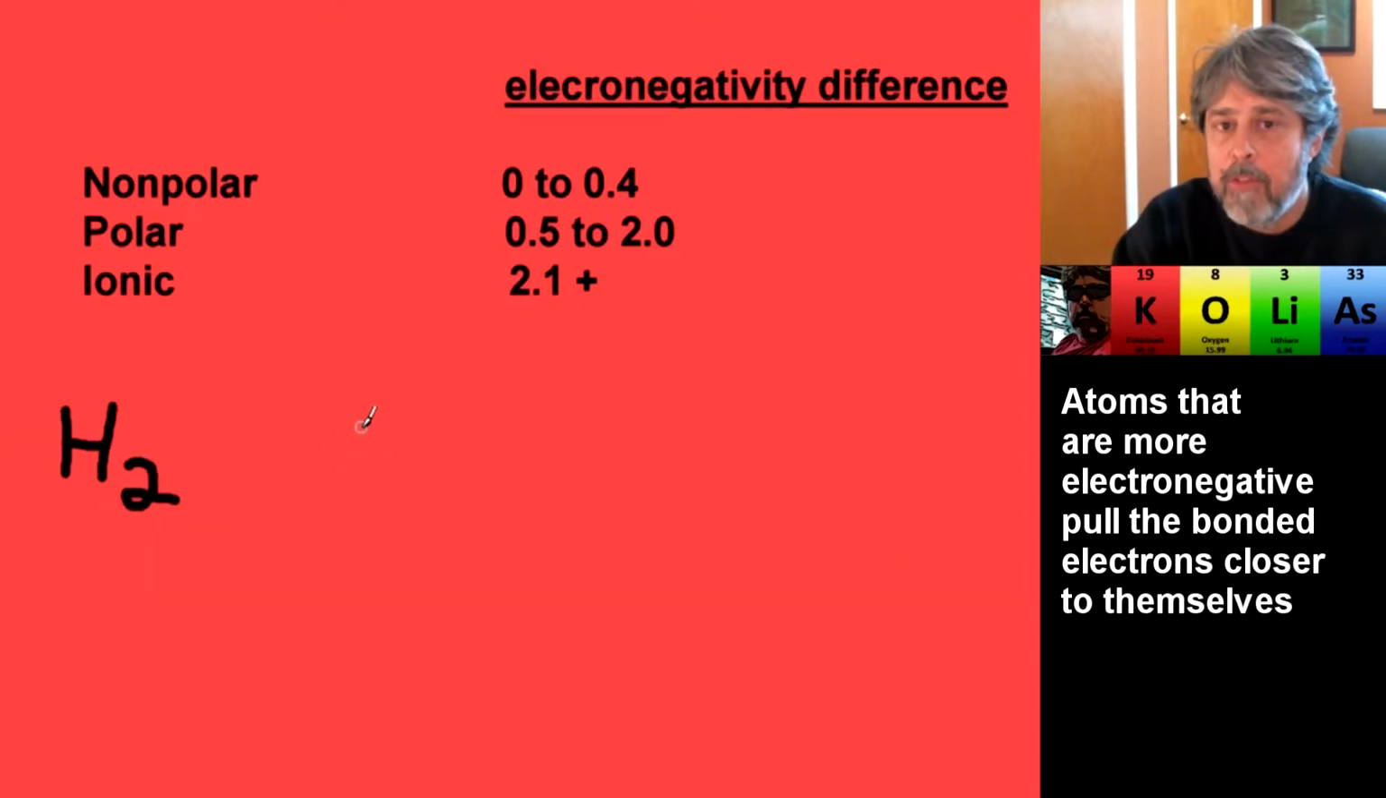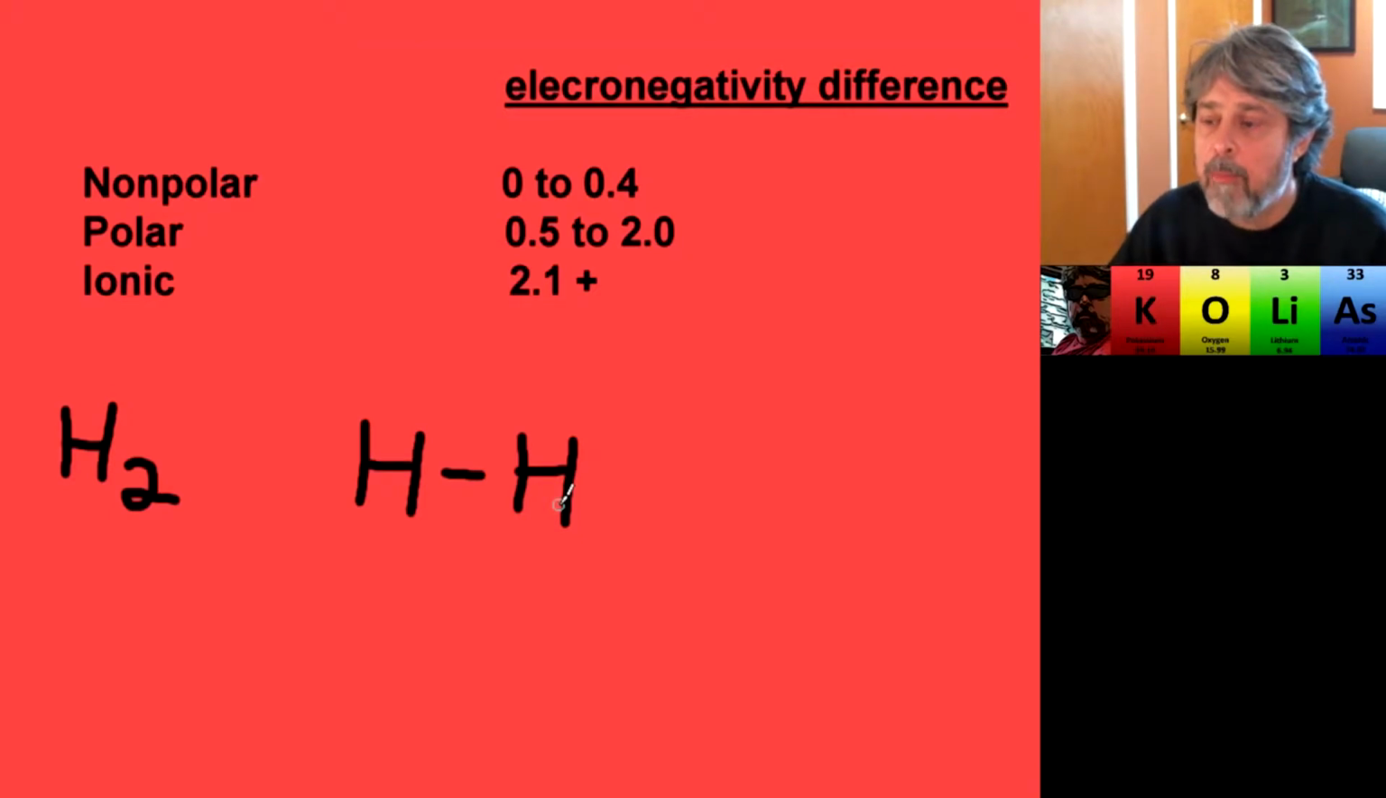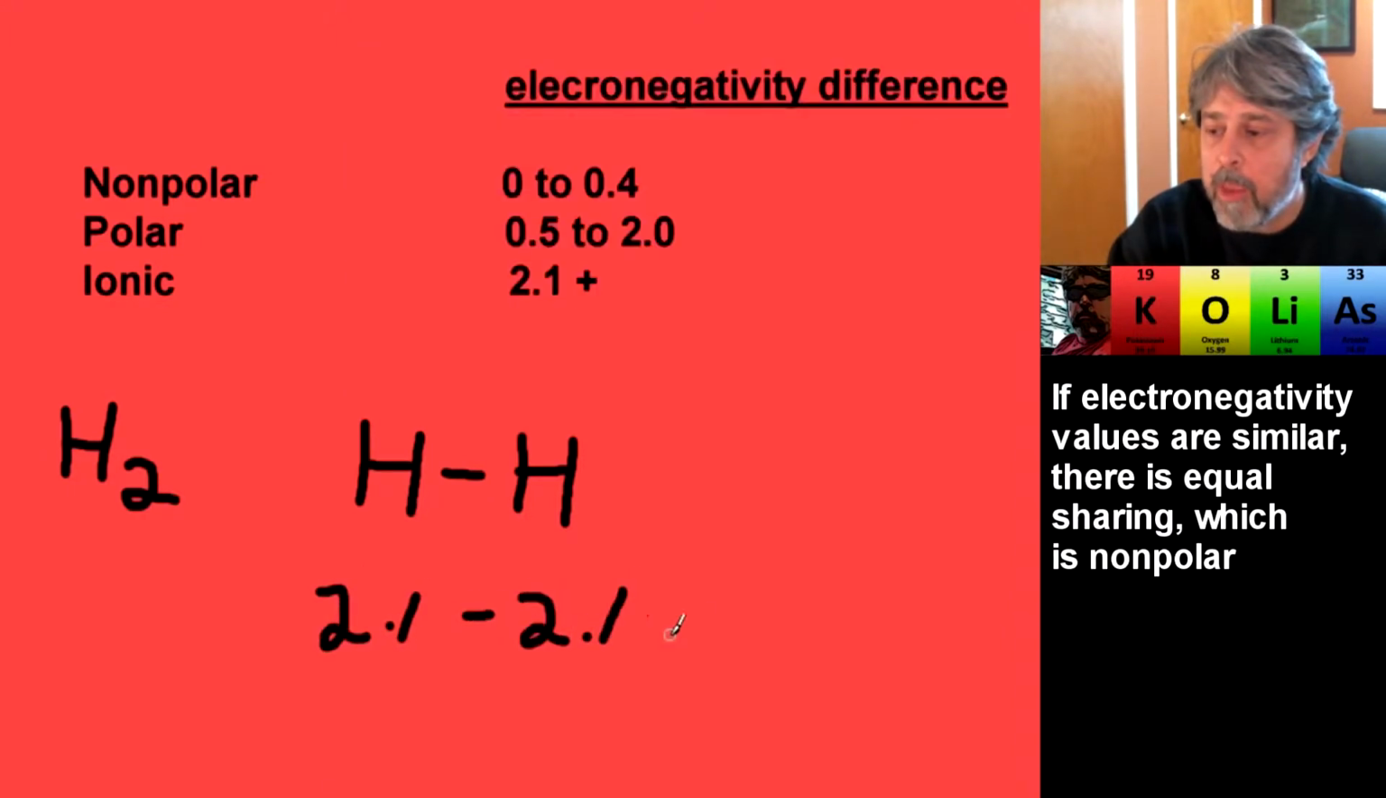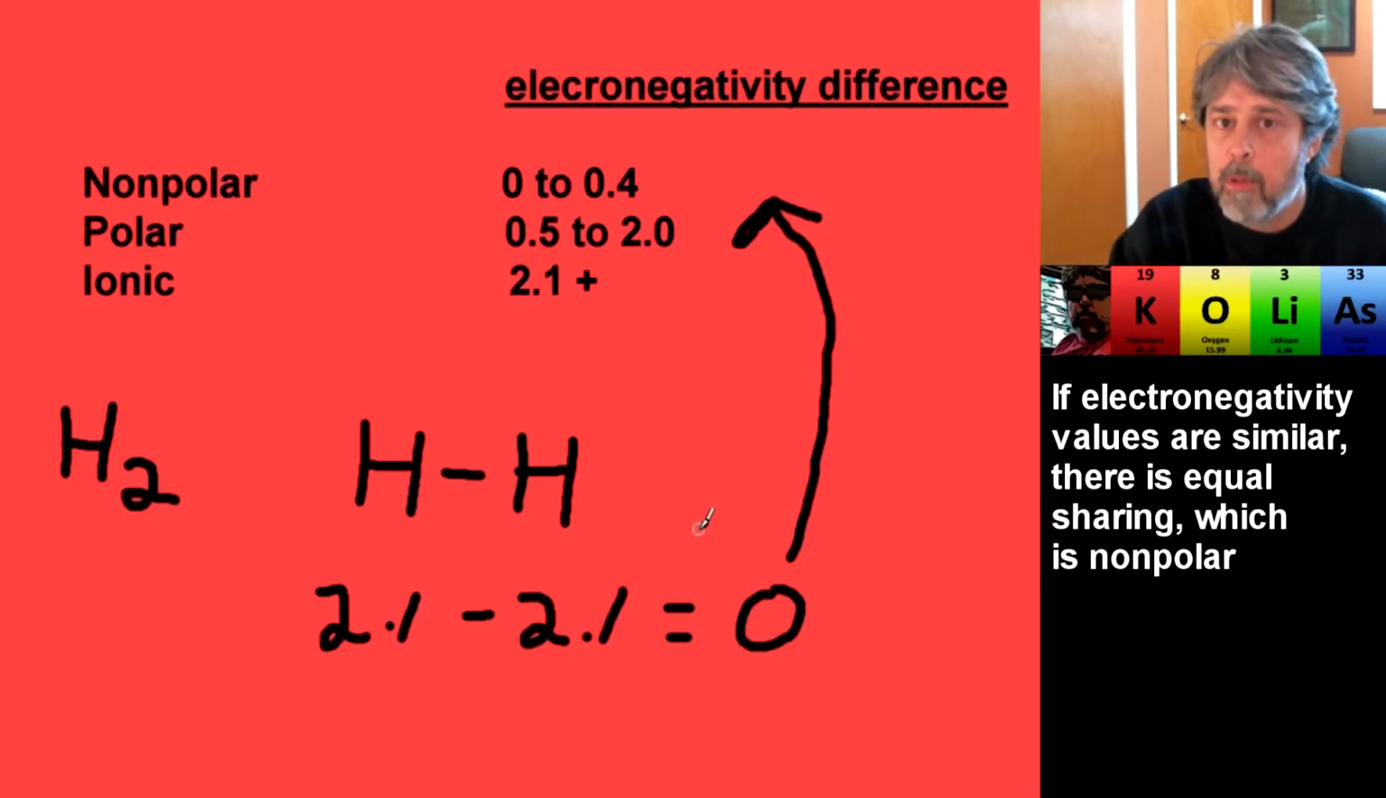What if we have diatomic hydrogen? If we did the electron structure for that, we would just have 2 H's next to each other. This would be a linear molecule. And let's subtract those numbers. Hydrogen has an electronegativity value of 2.1 minus another 2.1 because they're both the same element. We're going to get a difference of 0. Notice 0 is going to be nonpolar. This would be a nonpolar molecule.